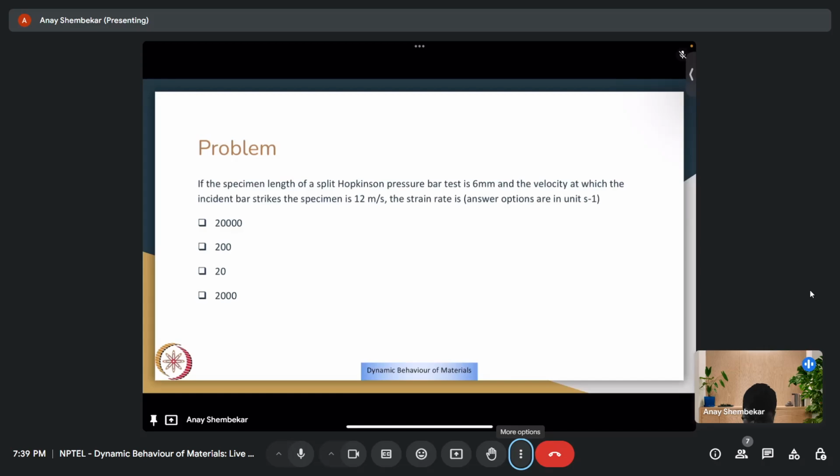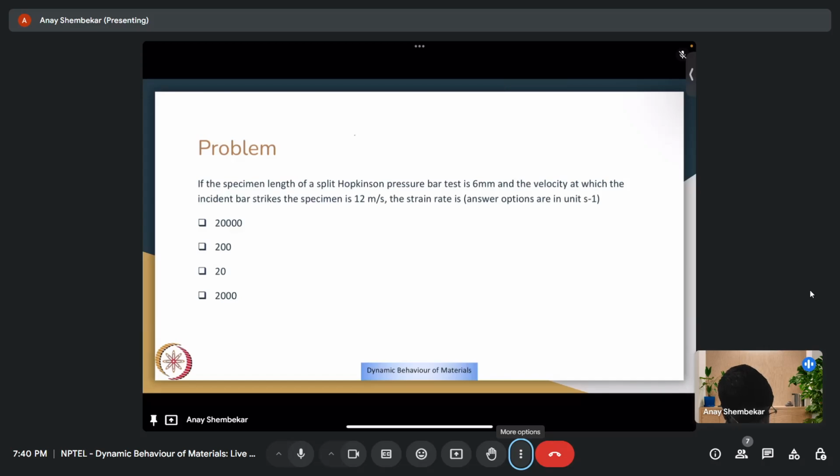Okay. The next question is, okay, I think I'm a little confused. Has the split Hopkinson bar been taught, or is it not taught in the first week? Just a second. Oh, no, it's taught. Okay. So, split Hopkinson bar.